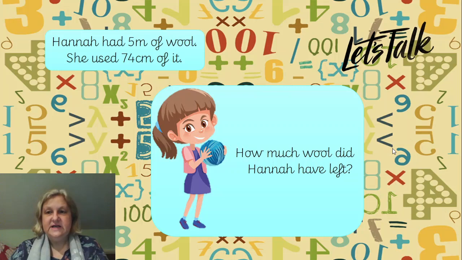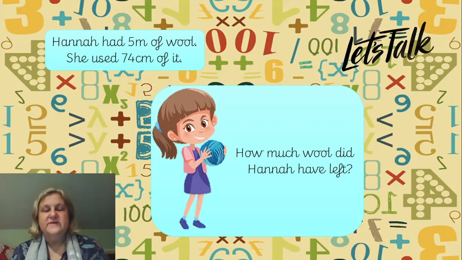So we get ready now to talk about the question that's on here. Reading it through, have a little think about what you might have to do in order to solve this. What skills have you got? What have you been doing this week to help you work this out? We've got Hannah has 5 metres of wool. What do we know about metres? Have a little think about that. She uses 74 centimetres of it, so we might have to do a conversion there. How much wool did Hannah have left? What might we need to do? How are we going to solve it?